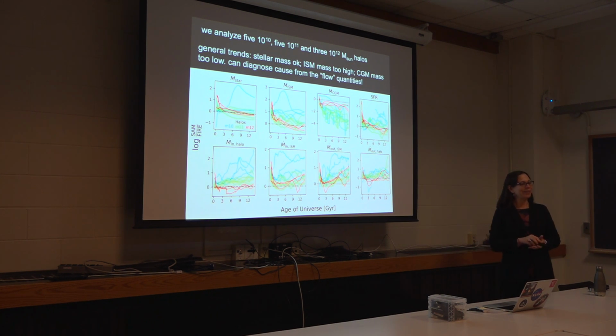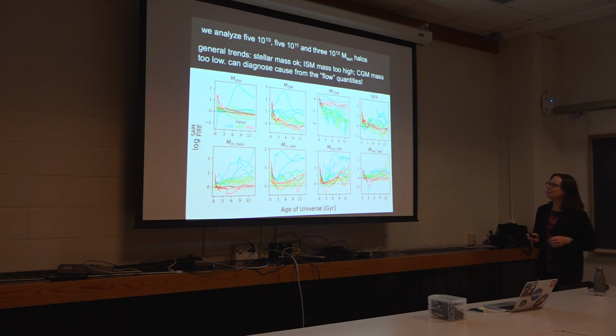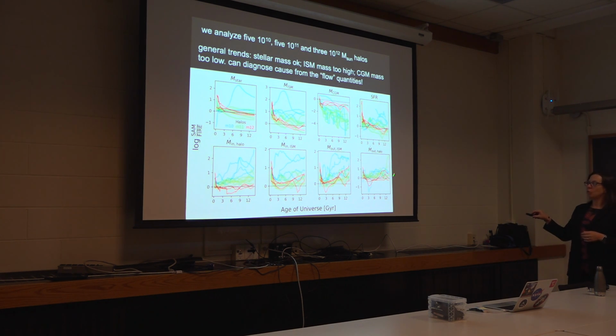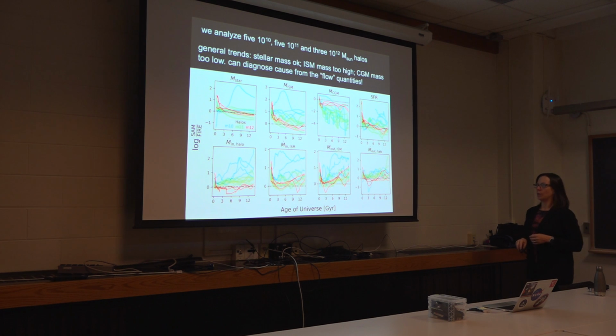And guess what? In the SAMs, we tune the feedback to match the stellar mass. So, we had all this stuff coming in, and we just threw it out again. Because that's what happens when you tune. And more material is flowing out of the halo as well.